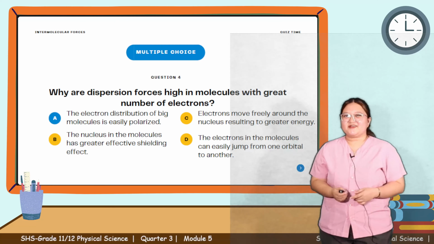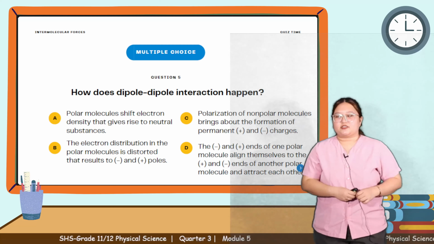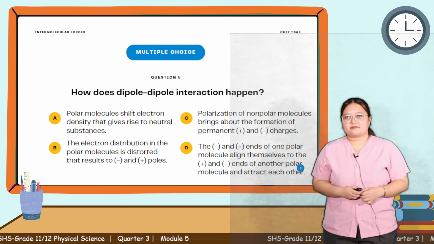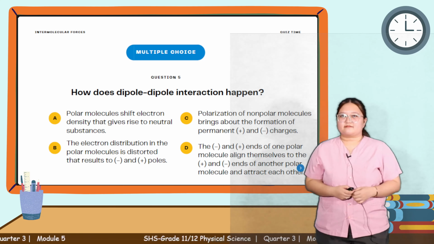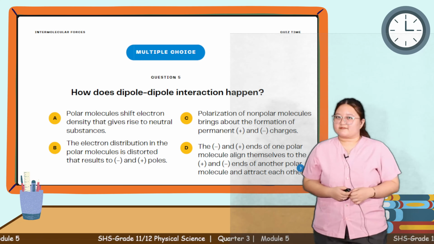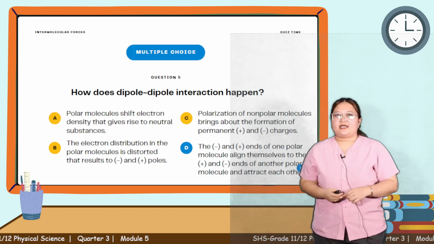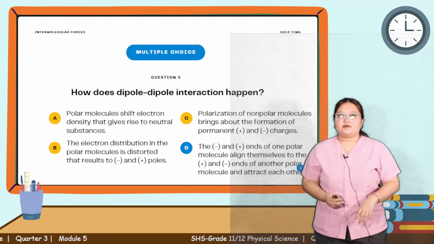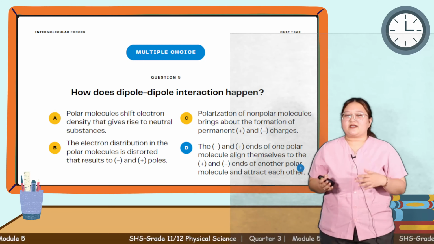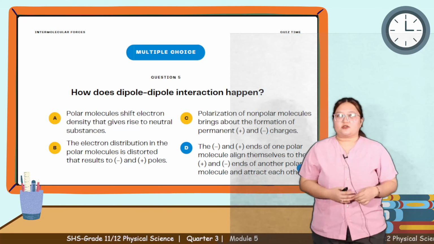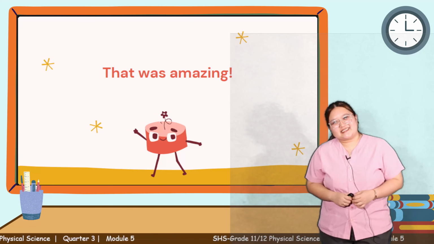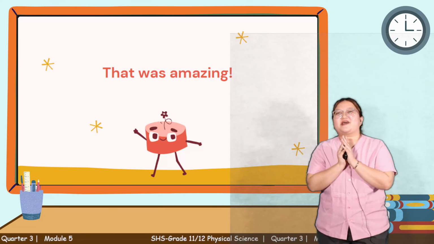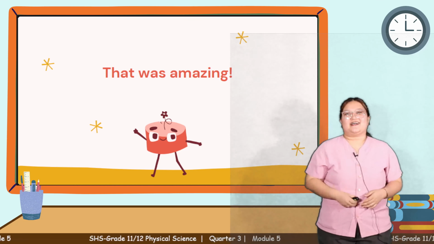Very good. Okay, last one. How does dipole-dipole interaction happen? And your answers are right. It's letter D. The negative and positive ends of one polar molecule align themselves to the positive and negative ends of another polar molecule, and they attract each other. Good job! That was amazing, dear learners. Please give yourselves a warm round of applause for doing such a great job.